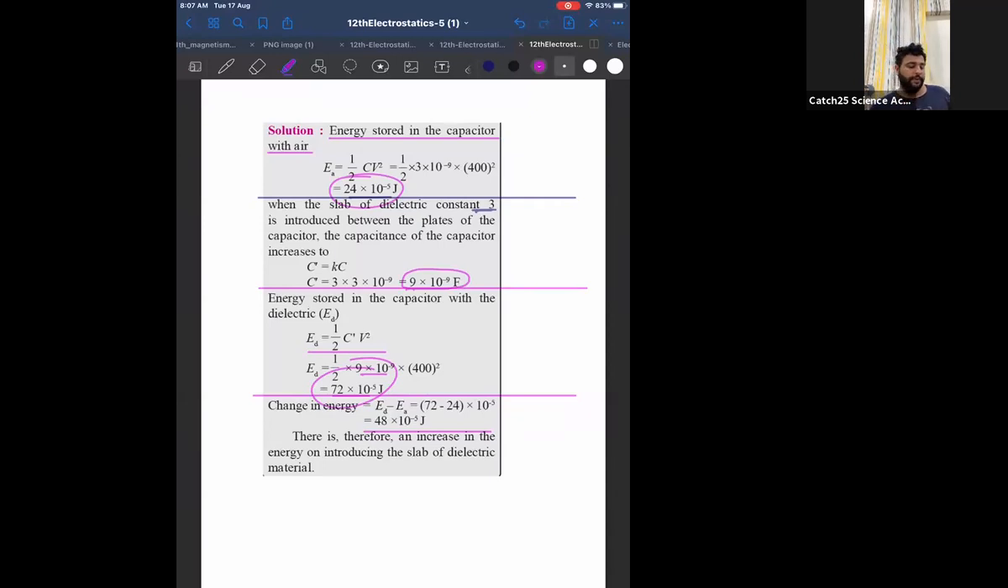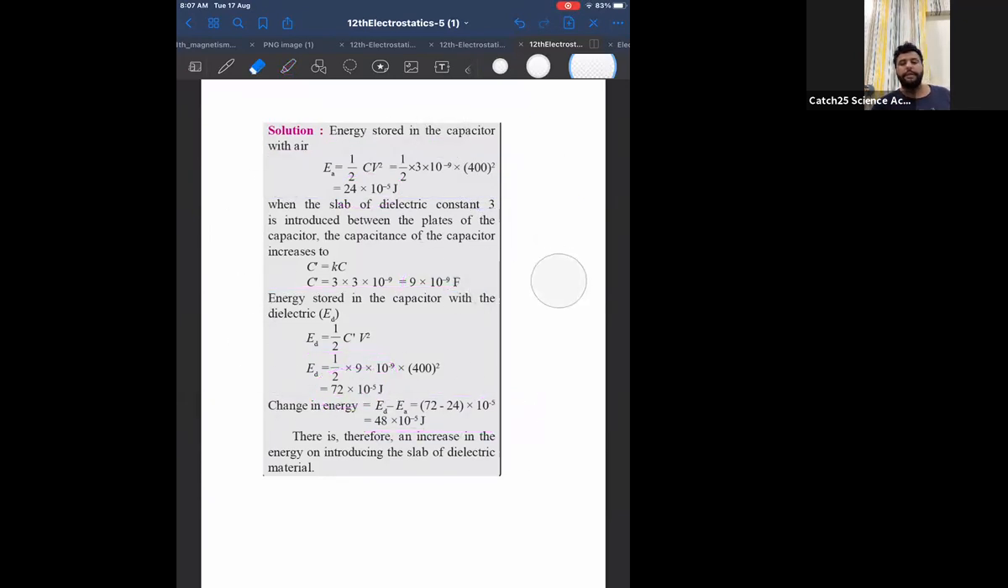Once you are done with the whole problem, just put a dot, because now the whole problem is very easy. The formula is half CV square. You have to use it 2 times, one in terms of old C and one in terms of new C.